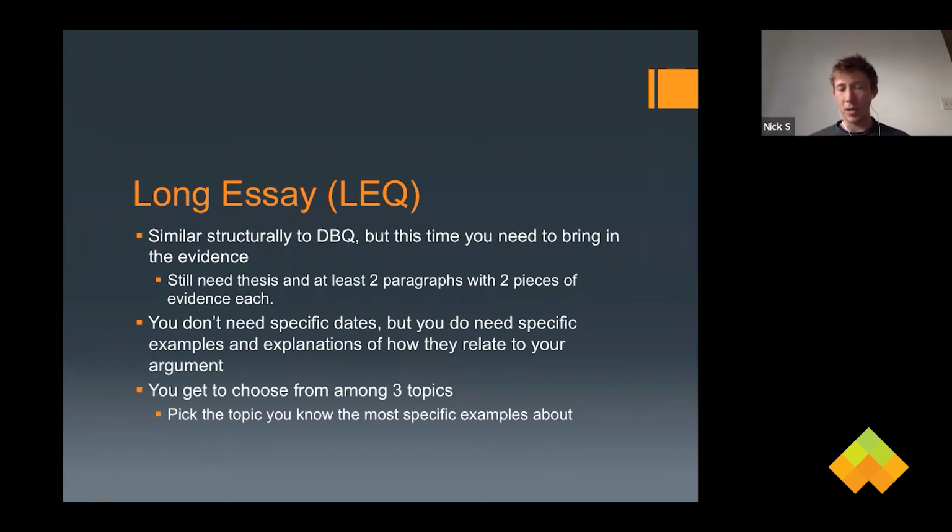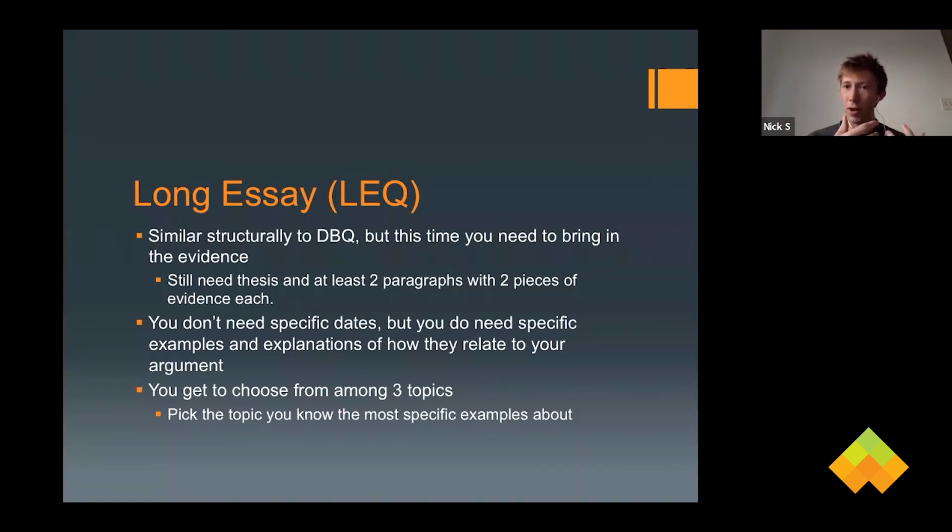My suggestion is you pick the topic that you know the most specific examples about, not necessarily the one you have the strongest feelings about, or the one where you feel like one side is most clear. You get more points for bringing in evidence than for having a somehow correct argument. It's pretty easy to come up with a thesis and contextualization in general. It's harder to tie the evidence to it.